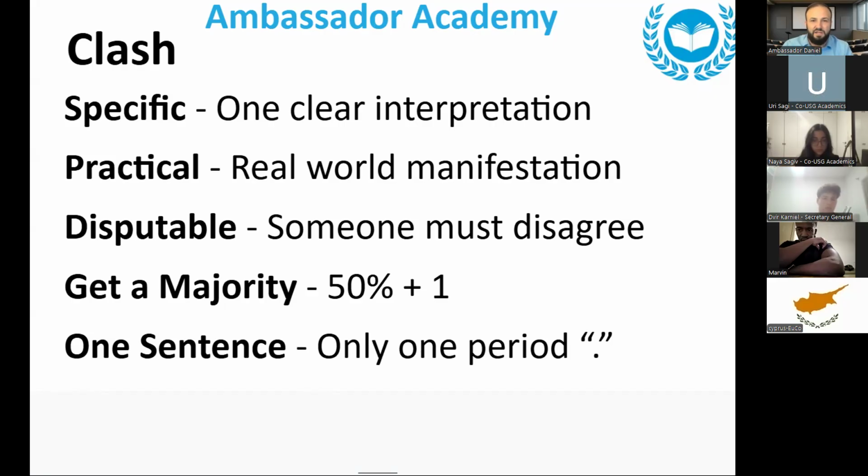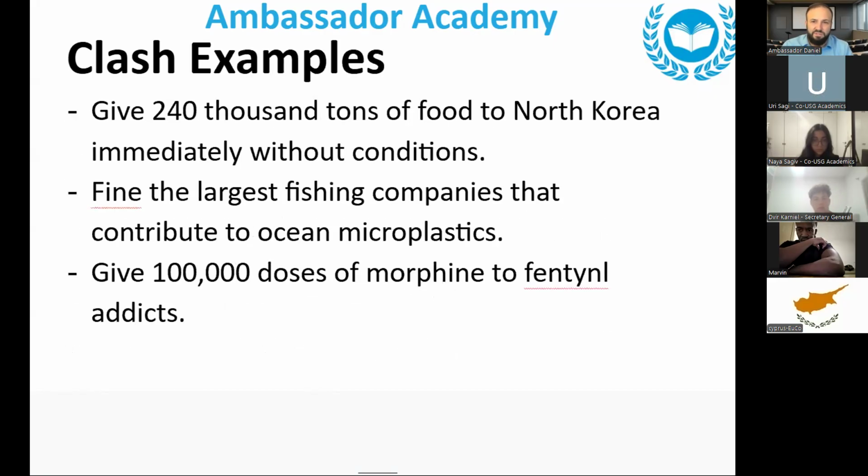Okay, so we gave a bunch of clash examples. Like we said here, give 240,000 tons of food to North Korea, fine the largest fishing companies that make microplastics, give 100,000 doses of morphine to fentanyl addicts. These are all different examples of clashes that you can use. Okay? So are there any questions on clash?